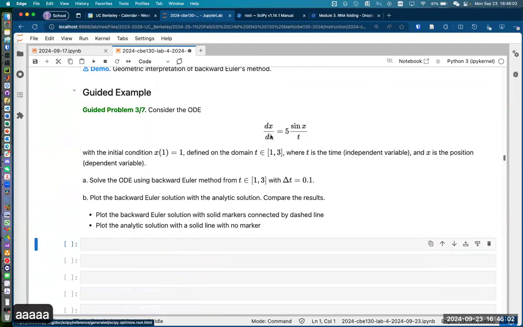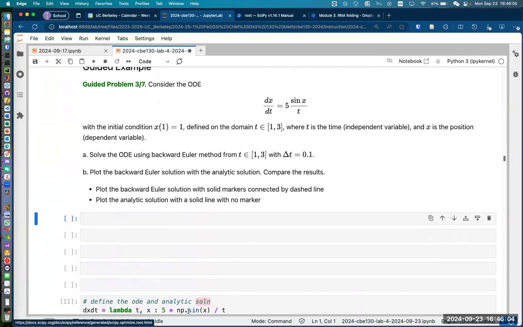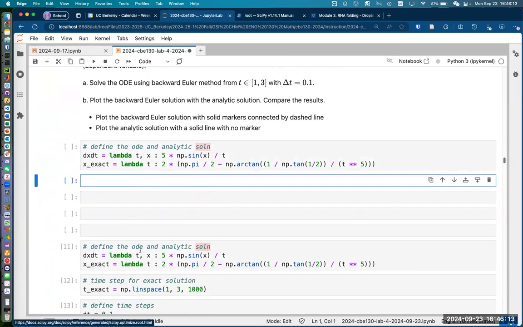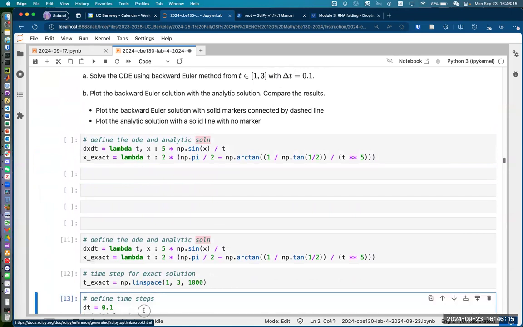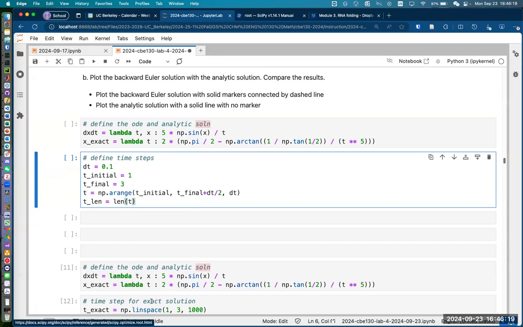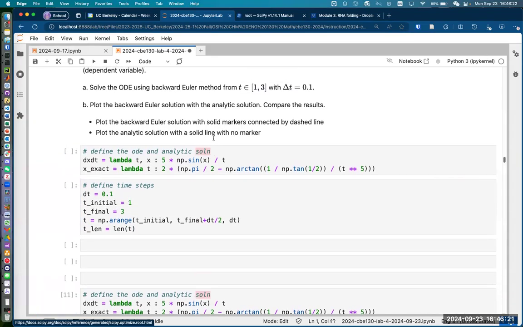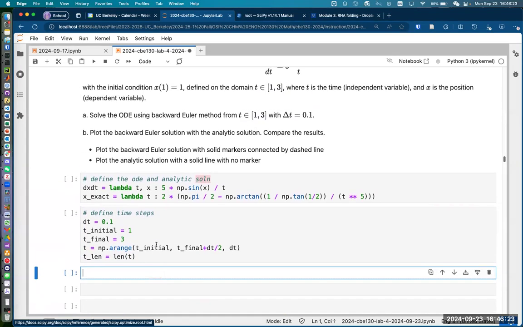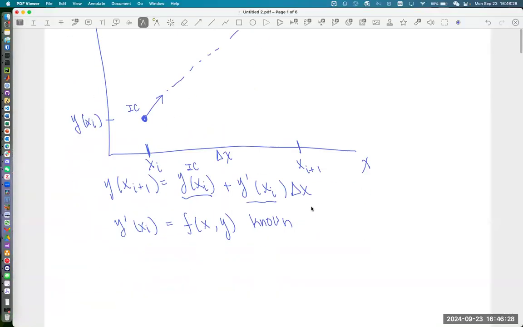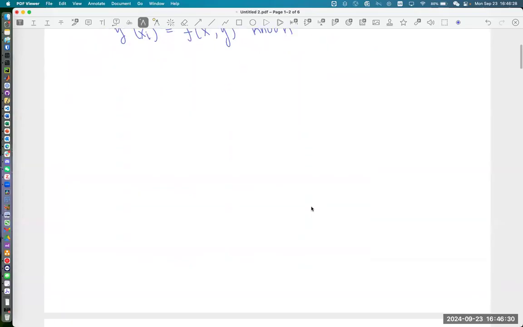So basically, this is the same ODE. I'll just copy and paste the ODE definition part and the exact solution. The hard part is the backward Euler. The time step you can also copy down, and the exact solution you can also copy down. But the different part is backward Euler. Before we code it up, let's look at its geometric interpretation so that we understand what's going on.